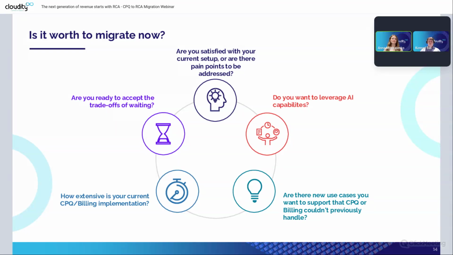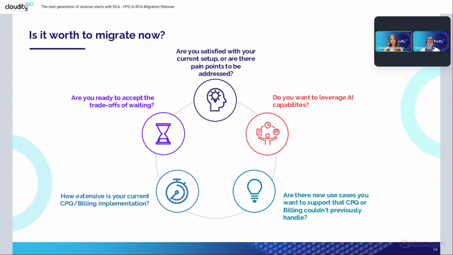So first, is your current setup working well, or are there any pain points to be addressed? Because if there are, the ROI of developing CPQ versus migrating to RCA should be evaluated, because at this point, it might not really make sense to invest in CPQ anymore. Second, do you want to leverage AI, right? That doesn't really work with CPQ. You can try, you can jump through some hoops, but this is a good reason to look at RCA because it was built intentionally with AI support in mind.